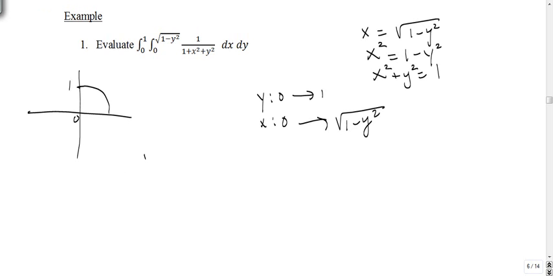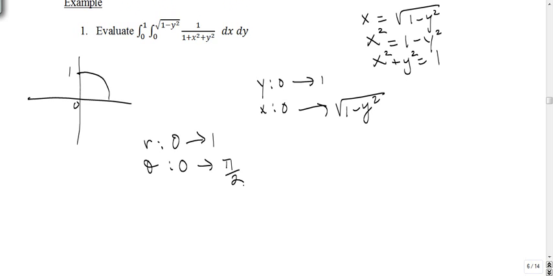Okay, now, what are the r limits? r is 0 to 1. Theta is 0 to pi over 2, correct. Okay, let's change. So you have 0 to pi over 2, 0 to 1. Now the integrand is 1 over 1 plus r squared, right? But we need to multiply by r, so put this on top.